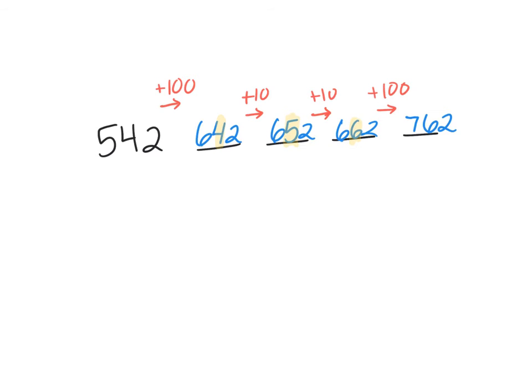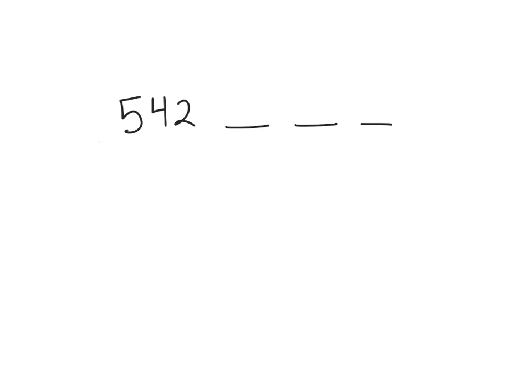So let's see, if I did subtraction, we could do that also, and this one is the same thing. You would have to pay very close attention to the place value spot. So let's see, it's 542, and we'll only do a few of these. We'll say take away 10, take away 10, take away 100.